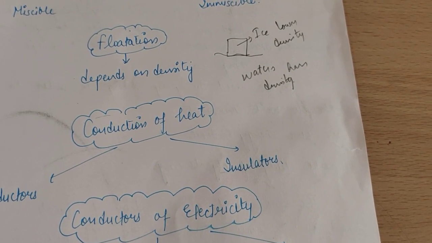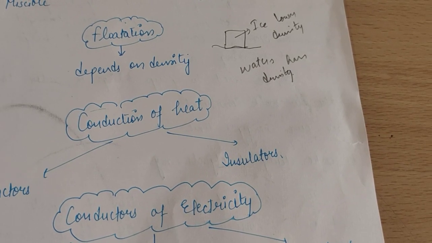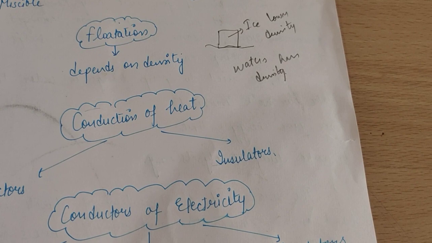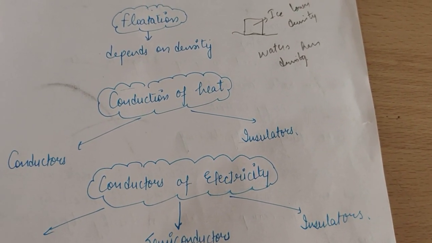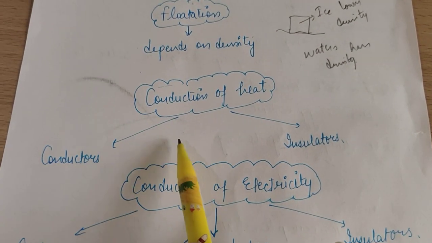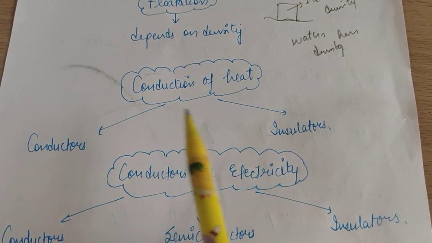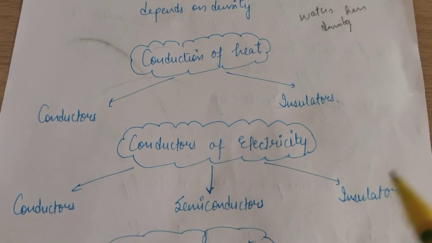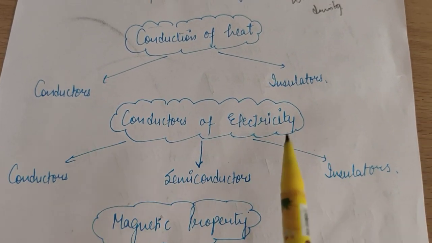It does not conduct heat. It does not carry heat from one part to another. Conduction means carrying the thing from one end to another end. Okay, students. So on the basis of this also, you can divide the substances around you into conductors and insulators. Fine. Now the next is conductors of electricity.